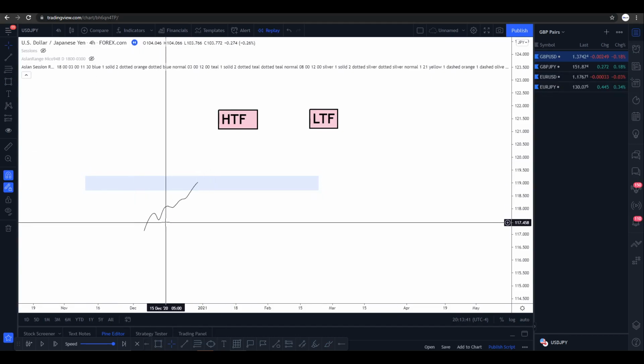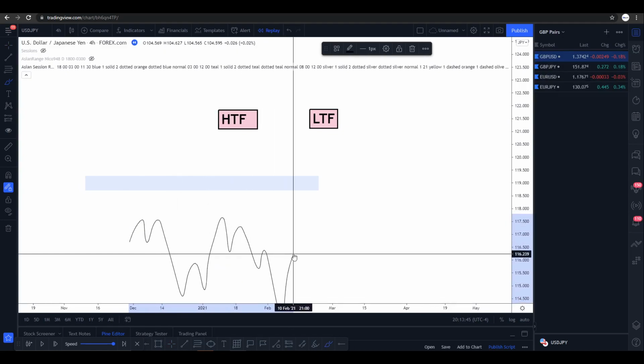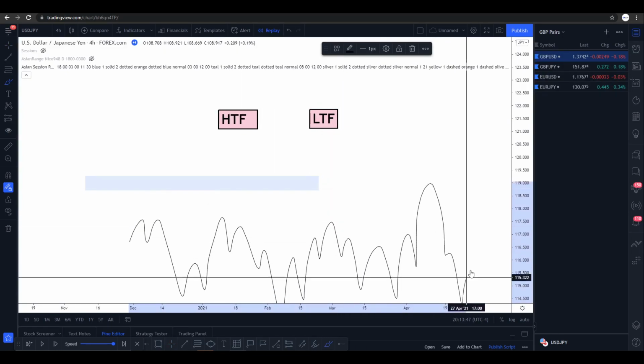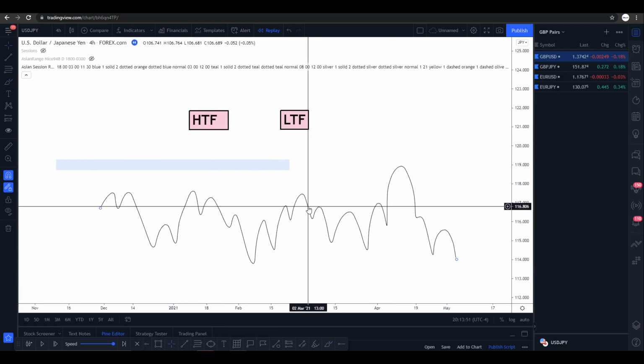Once we do see price come into this POI, you're going to see a lot of stuff like this. You're going to see all this consolidation. That's because all of this is smaller time frame orders. The smaller time frame orders are made to manipulate you.